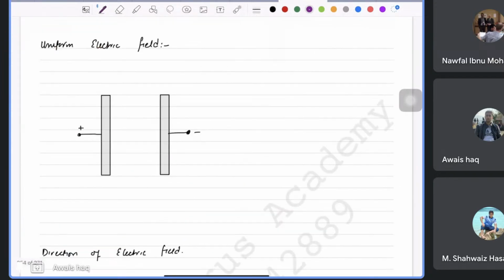So then we have the uniform electric field. Now a uniform electric field has certain qualities about it. Number one, lines must be straight. Lines must be parallel, and lines must be equally spaced. So these are the qualities of a uniform field.